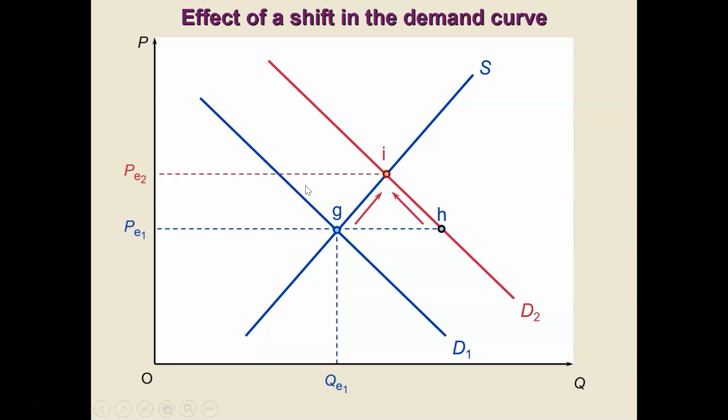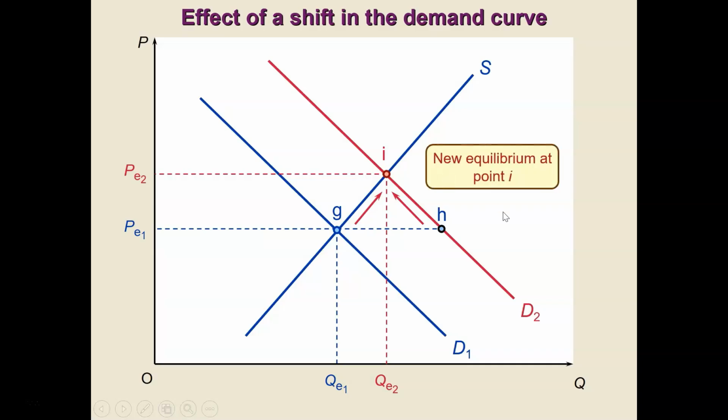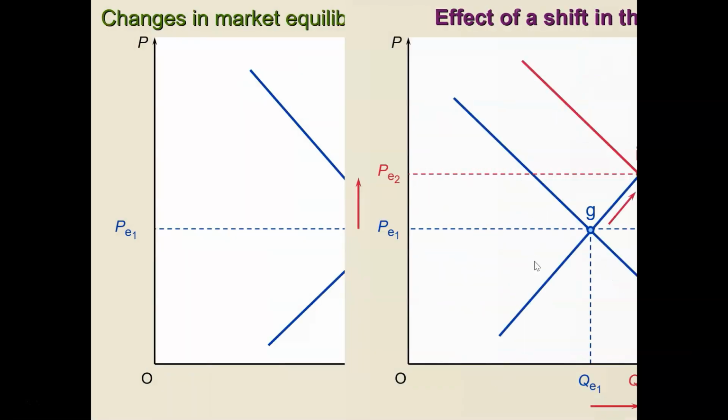So our new equilibrium price will be established at a higher level, shown by this red number PE2. And at this higher price, there will be a higher quantity sold, QE2. So in other words, this particular market, due to the shift in the demand curve from D1 to D2, will move the equilibrium from point G, the original equilibrium, to a new equilibrium at point I. This is our new equilibrium. Price is now higher, and quantity in the market is now higher as well.